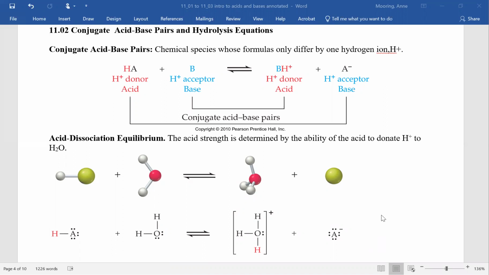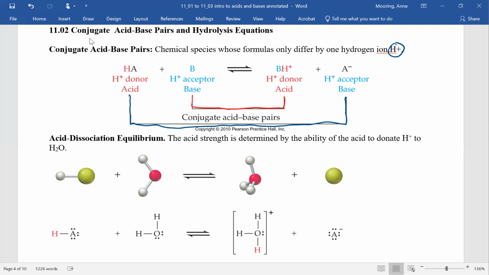These are chemical species that only differ by one hydrogen ion, H+. So let's take a look at this example of a conjugate acid-base pair. Notice in red, we have the acids. In blue, we have the bases. I'm highlighting this for you. Hopefully you can see that. The only difference between HA and A- is that hydrogen. Likewise, the only difference between the base, BH and HB, is a hydrogen. So these are conjugate acid-base pairs.